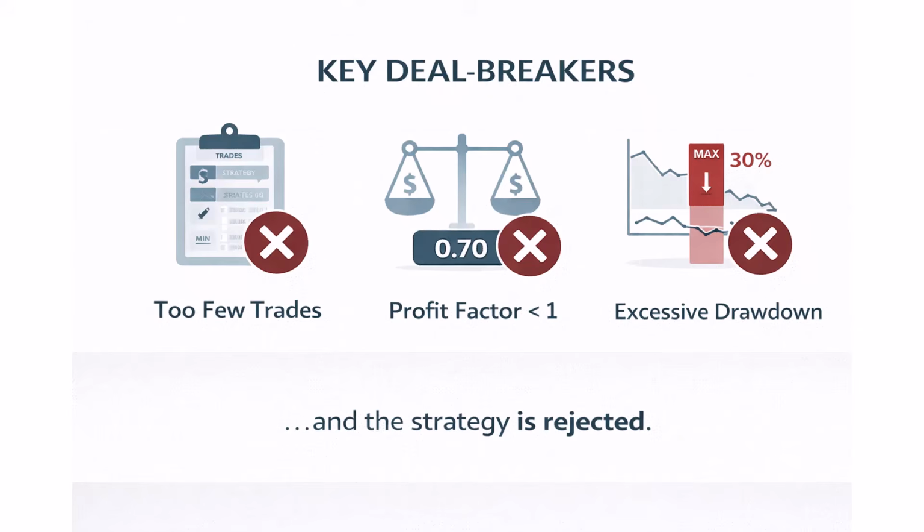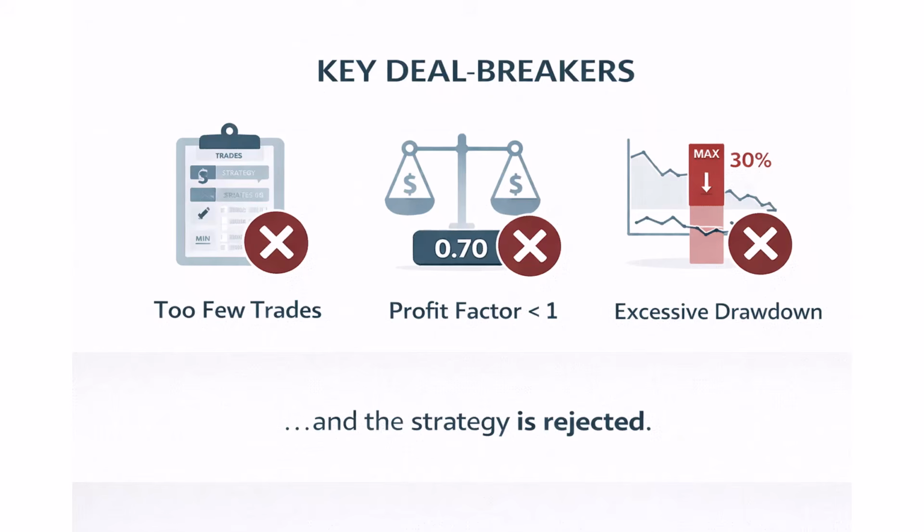Now let me give you a third and final example. For example, the maximum drawdown. At some point, drawdown becomes unacceptable. If the strategy experiences a drawdown that exceeds your risk limits, it's rejected, even if it made a lot of money afterward.